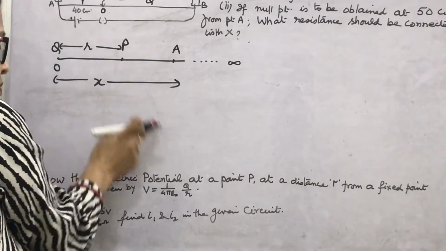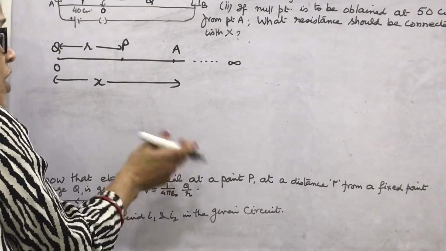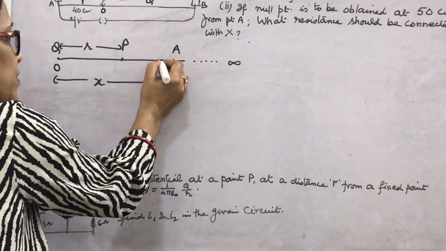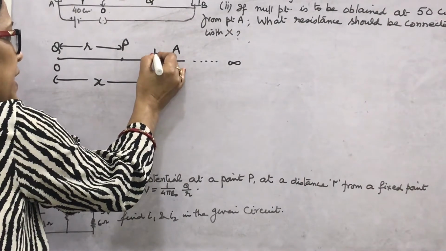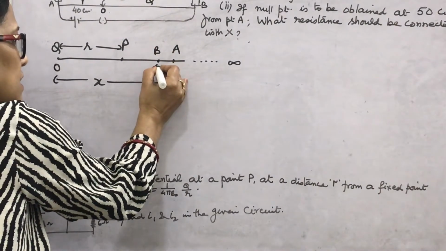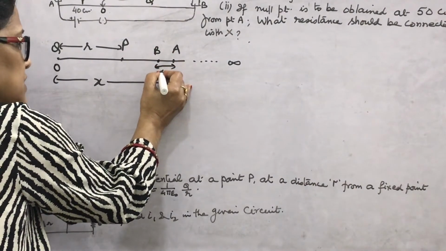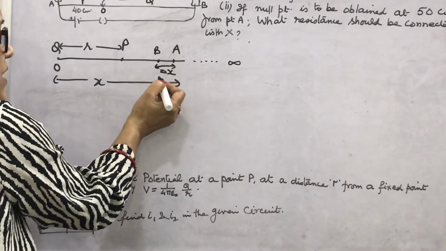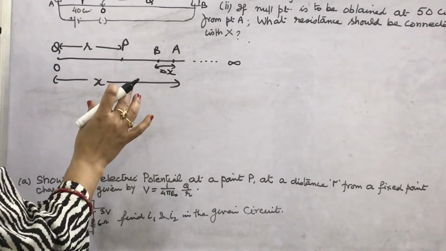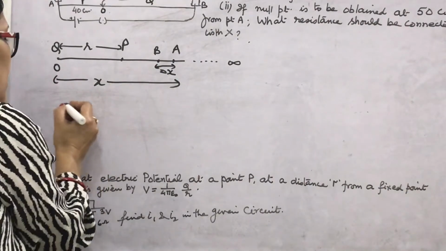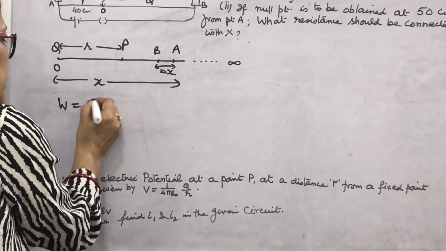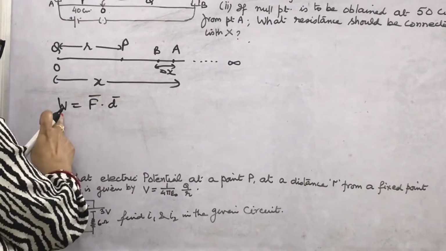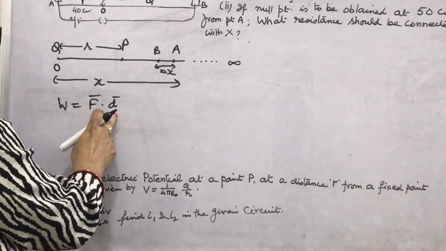And what is to be proved? This one. How will you prove? Suppose we bring the test charge from point A to point B, a very little distance, that is delta x, apart from A to B. Then what is the work done? You know, work done is given by force dot displacement. As it is a scalar quantity, this is a dot product.